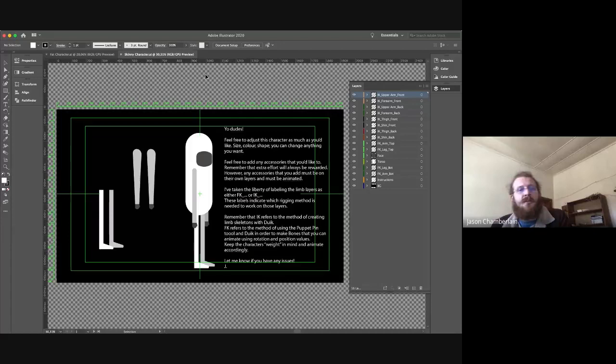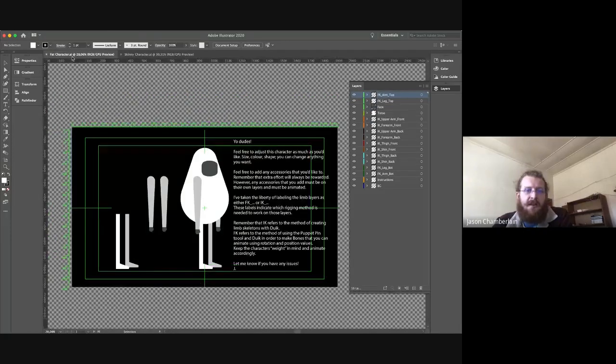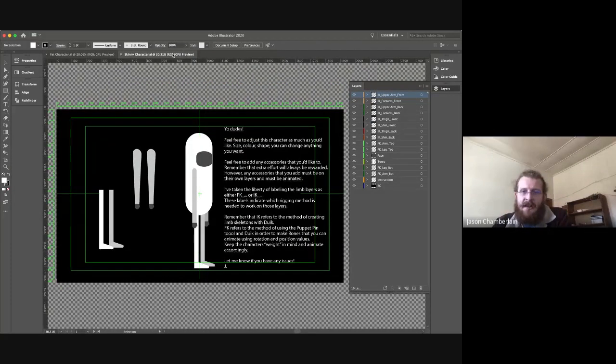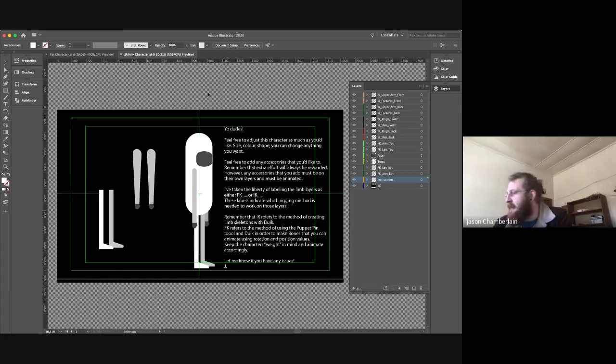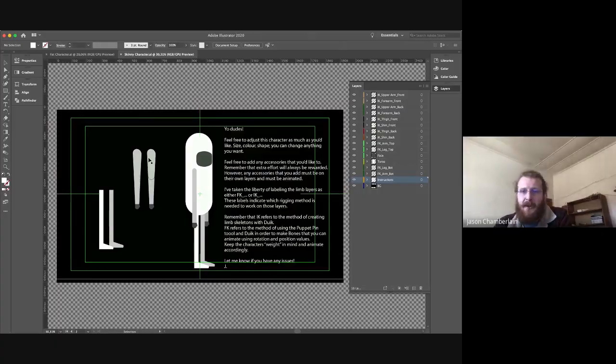But if you want to try for some extra credit and you want to have some free reins over your character, I have also provided these bespoke characters over here. So I've got a fat guy, I've got a skinny guy, and I've given you the verbal instructions over here about what you can do. Essentially, you can adjust and change these as much as you want. If you're going to use this, please at least change the colors. All right. And you can change the scale, the size, anything like this. Make him look your own. Okay.